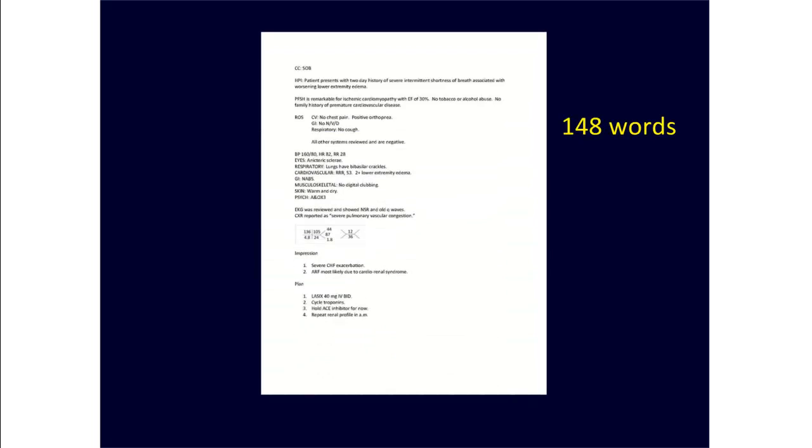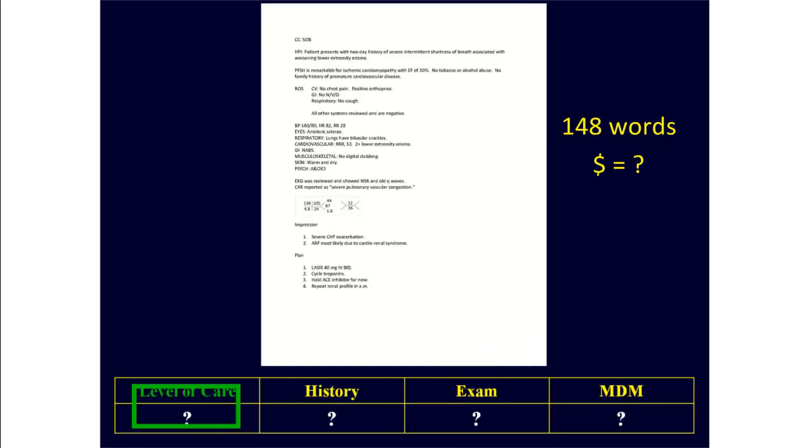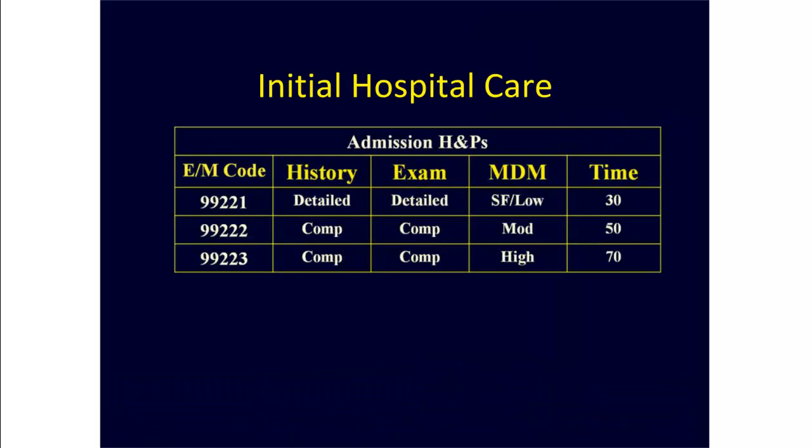This is an admission H&P. It contains 148 words. To figure out what it's worth, we need to figure out the level of care by taking apart the history, the exam, and the medical decision-making, and plugging that information into this table, which shows the documentation requirements for admission H&Ps.